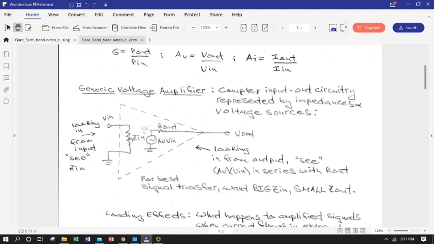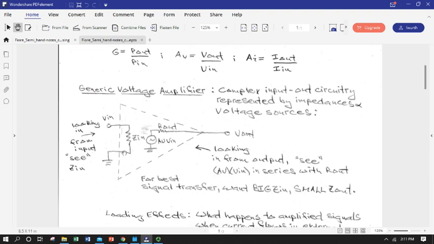Stuff that happens on the input side, so what your input signal sees, is a perspective concept here. All of the input characteristics, such as input impedance, are what your input signal is going to see as it looks into the circuit. So for instance, if we have a voltage signal coming in to our generic voltage amplifier, it's going to see an impedance of Z in between it and ground. So that's what the circuit sees. The input signal sees this impedance and then ground.